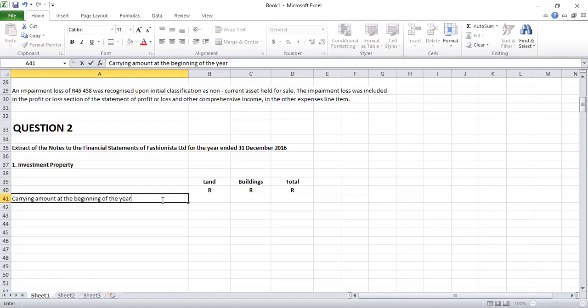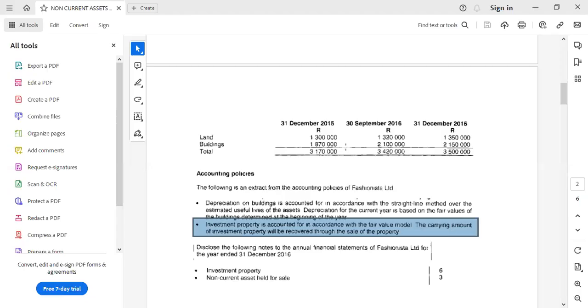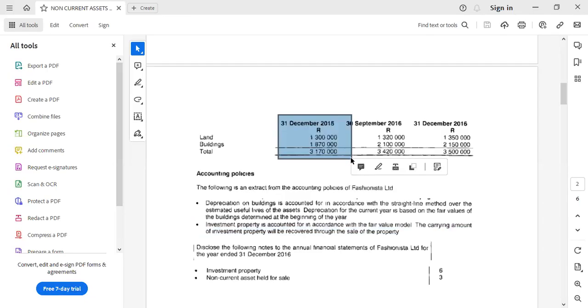The carrying amount at the beginning of the year, if investment property is being measured at fair value, will be the fair value at the end of last year, which is 2015. So in 2015, our fair value was this one. That is 1.3 and 1.8.